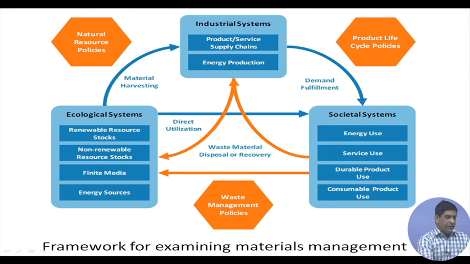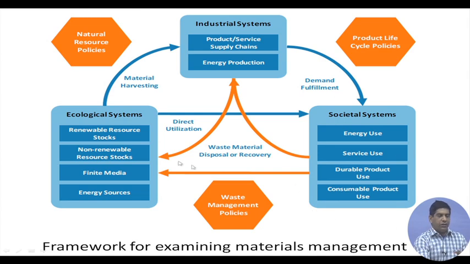Then you have the ecological system, a societal system, and an industrial system, and these are all related. In the ecological system you have renewable resource stock, non-renewable finite media, and energy sources. In the societal system, you have durable product use, consumable product use, service use, and energy usage. The industrial system has products and service supply chain and energy production. Material is harvested from the ecological system and goes to the industrial system. The industrial system is filling the demand of the societal system.